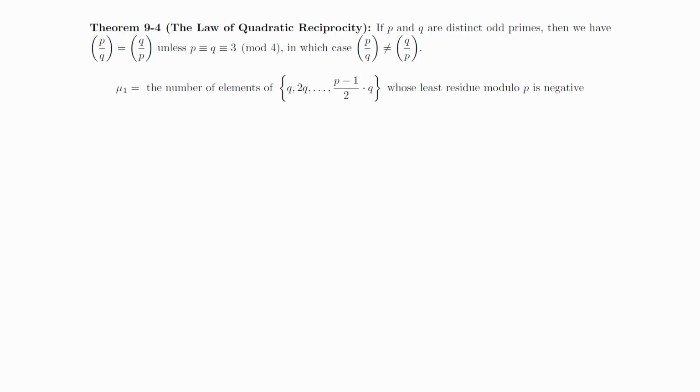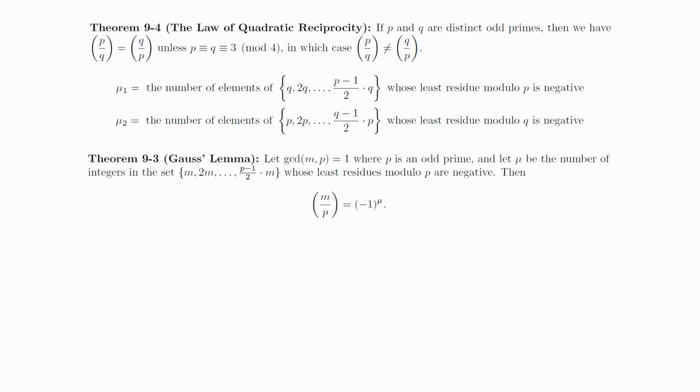To prove the theorem, let mu1 be the number of multiples of q in the set q, 2q, up to (p minus 1)/2 times q, whose least residues modulo p are negative. And let mu2 be the number of multiples of p in the set p, 2p, up to (q minus 1)/2 times p, whose least residues modulo q are negative. Then by Gauss's lemma, we can calculate each of these Legendre symbols in terms of mu1 and mu2. We can then multiply these equations together.